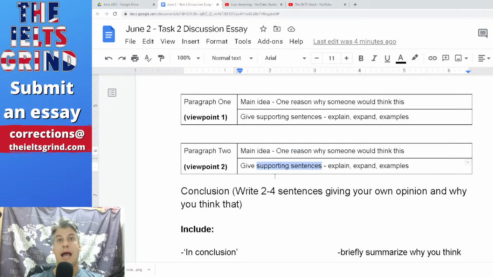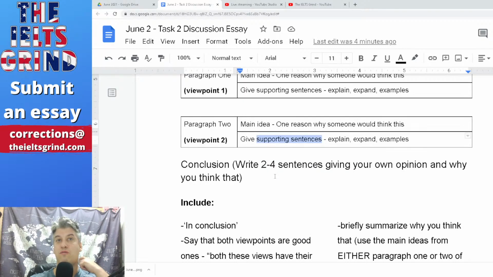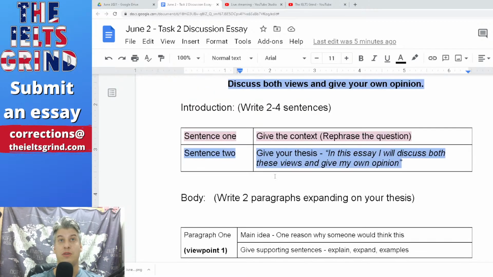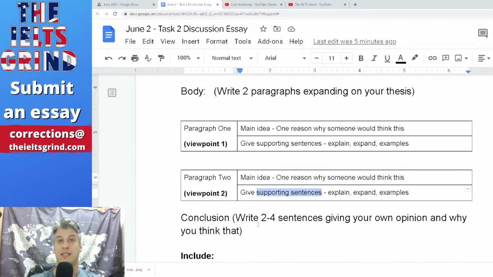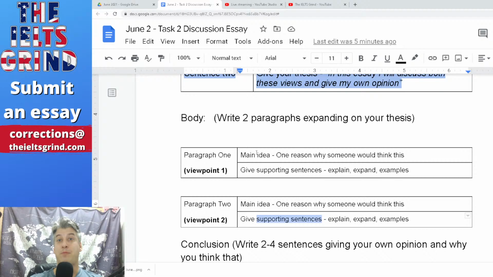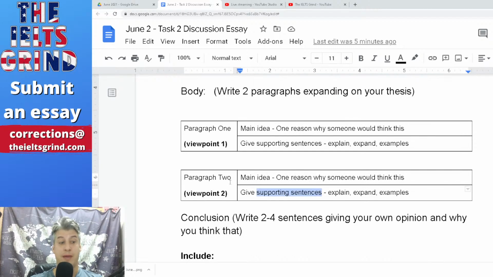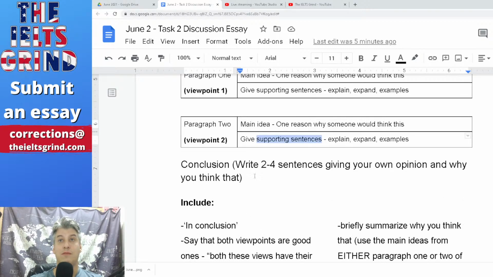Okay? And then the conclusion, this is where you write maybe 2 to 4 sentences again. So you're looking at 2 to 4 sentences in your introduction, 2 to 4 sentences in the conclusion, and possibly 4 or 5 sentences for each paragraph in the body. It really depends how quickly you can write. Okay, but the conclusion, you want to write 2 to 4 sentences. You want to give your own opinion and why you think that.